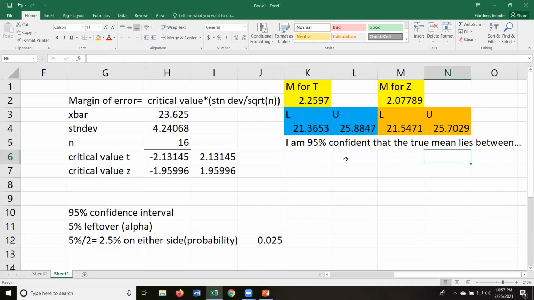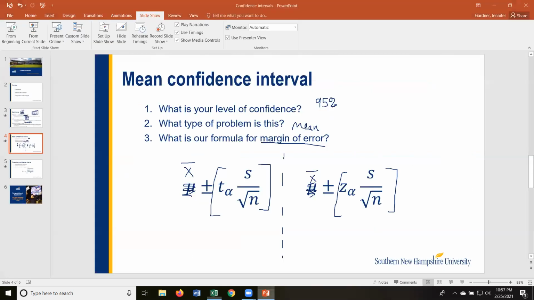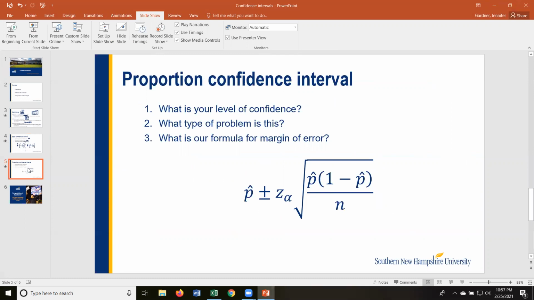So when you're looking through, just make sure to know that they are different and make sure to know which one you're using at any given time. But that's how to calculate with them. And finally, proportion is very, very similar. We have this lovely formula here, almost exactly the same, but it has a different value here.